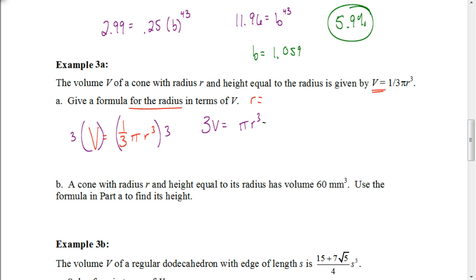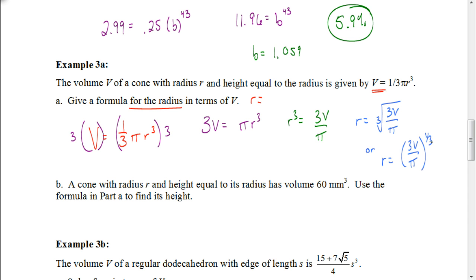Now, again, our goal is to get the r by itself. So I'm going to divide by pi on both sides. Well, that gives me r cubed equals 3v divided by pi. And again, to solve for r, there's two different ways you could have your answer. We could have r equals the cube root of 3v divided by pi, or you could have r equals 3v divided by pi being raised to the 1/3 power.